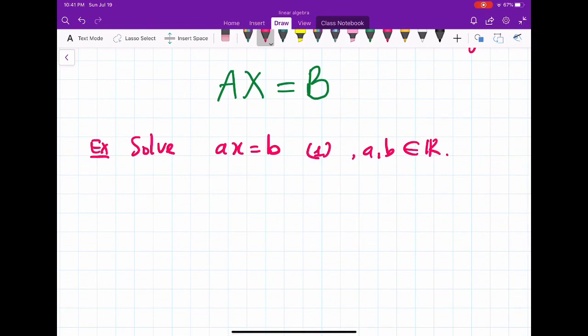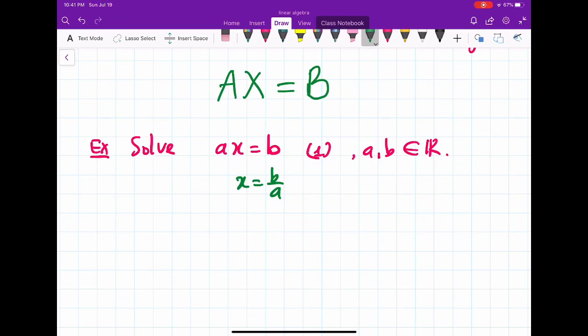We don't know a and b yet, right? So basically, some students might tell me, yes, we just divide both sides of 1 by a, and we get x equal to b over a. But is it correct? Unfortunately, this is not correct.